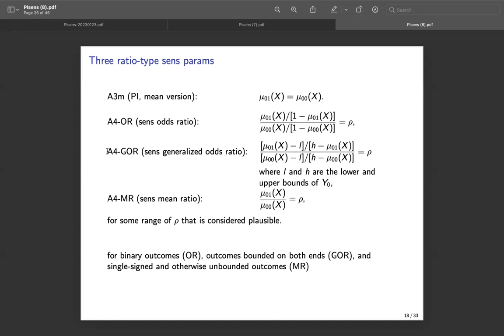The next assumption uses a generalized version of the odds ratio, which we call the generalized odds ratio. The motivation for this is that it can be used with outcomes that are bounded on both ends. So here L and H are the lower and the upper bounds of y0. And this form is basically just this. Let's just think about L being 0 and H being 1, and you get the odds ratio back. The third one is the mean ratio sensitivity parameter. We have already seen this in Ding and Lu's sensitivity analysis. So the idea here is that these different parameters can be used with different types of outcome.